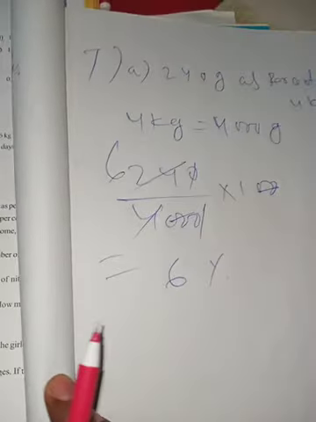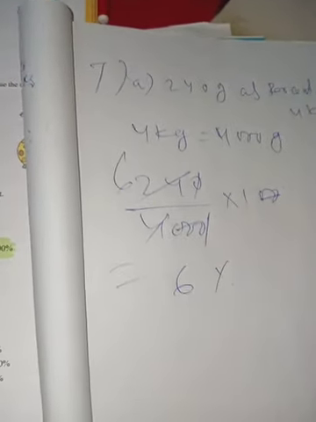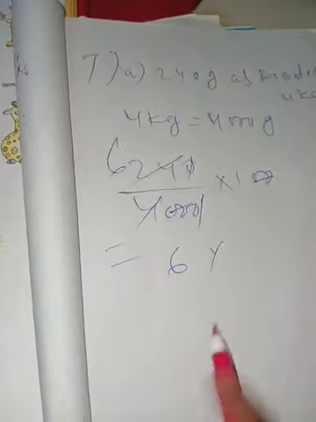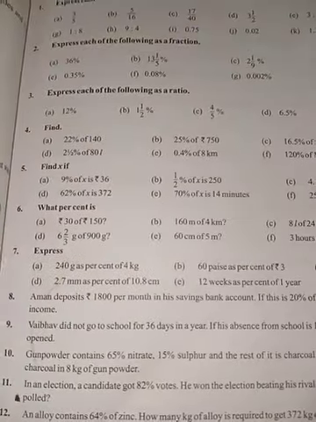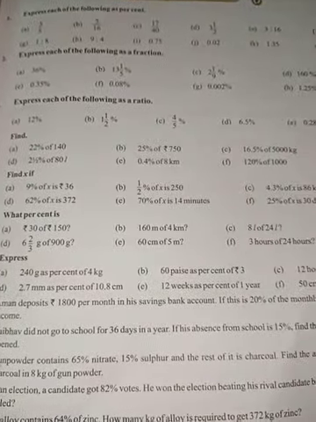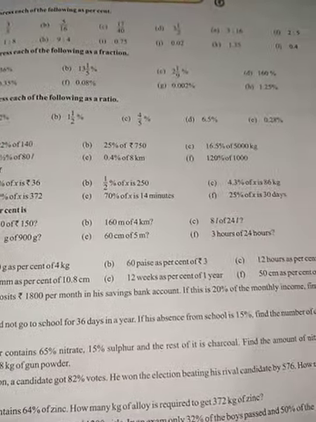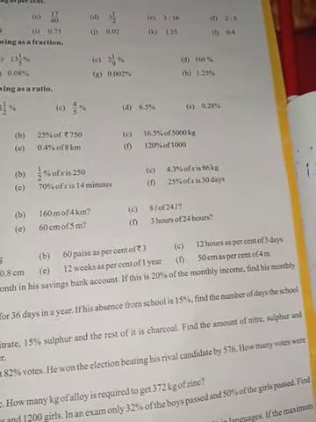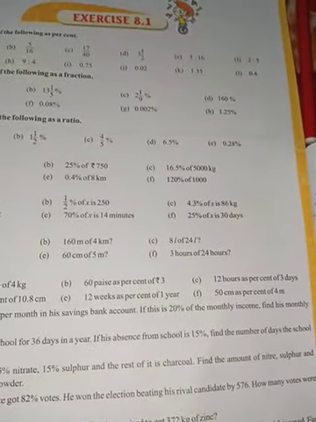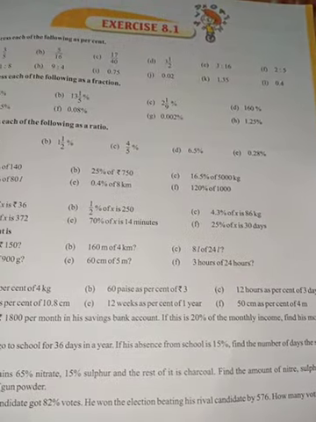Math number 8 to 14 is the problem related word. You should read the question. Math number 8, like read there. A man deposits rupees 1800 per month in his saving bank account. If this is 20% of monthly income, find this monthly income.